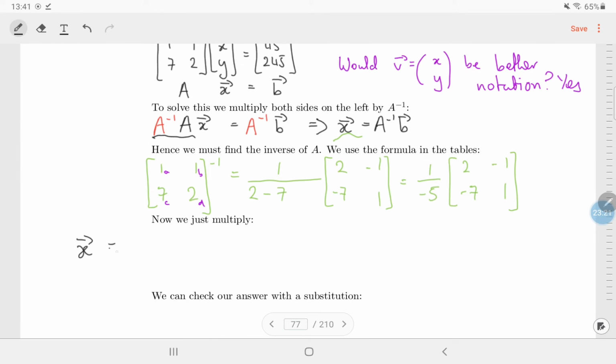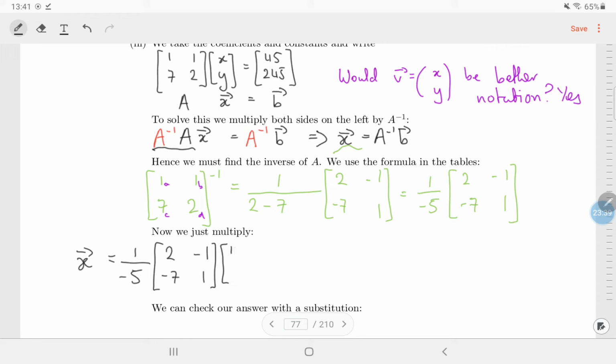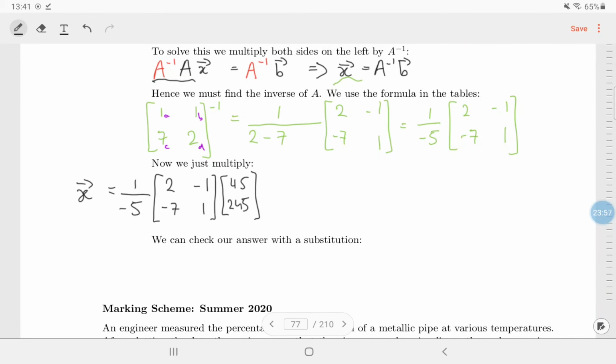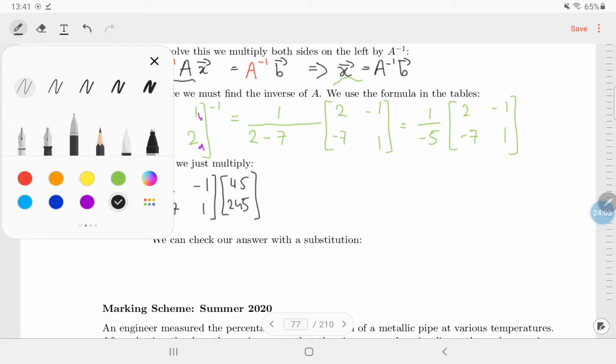A inverse we have is 1 over minus 5, and then the matrix 2, minus 1, minus 7, 1, times the vector of constants, which is 45, 245. And of course, as I said in the vectors tutorial, you should check whether your answer makes sense. Here x and y are numbers of questions, so if your answer isn't a whole number, you know that you've gone wrong. Okay, let's multiply these together.